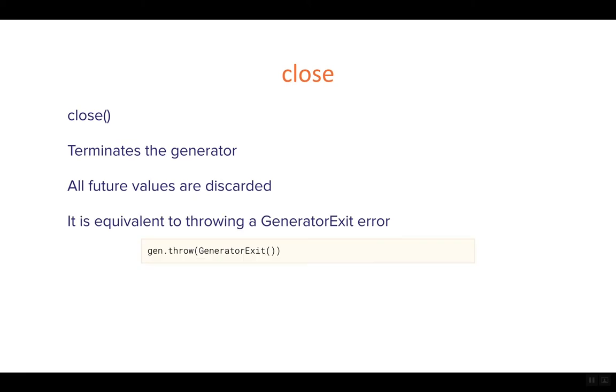Now, importantly, the close method is equivalent to throwing a generator exit error. Okay, so if we don't handle that error and we either ignore it because we capture it and we ignore it, or we don't capture it, the generator will simply end with an exception, right? With a crash. But we can simply handle that in a try except block and return and finish our generator.